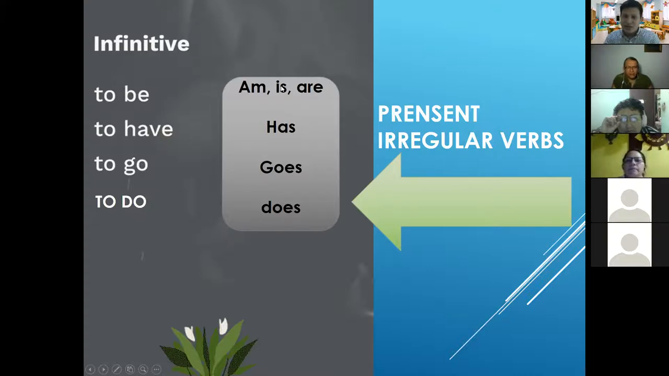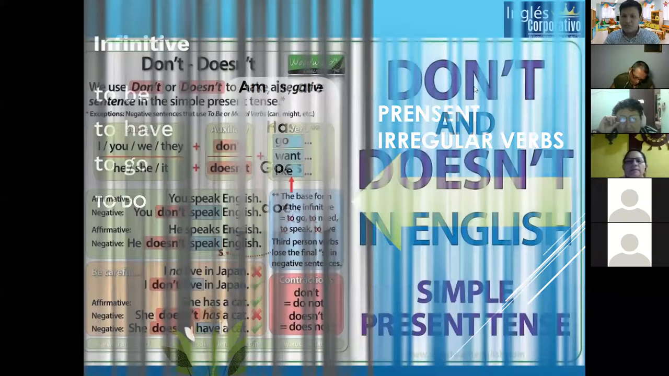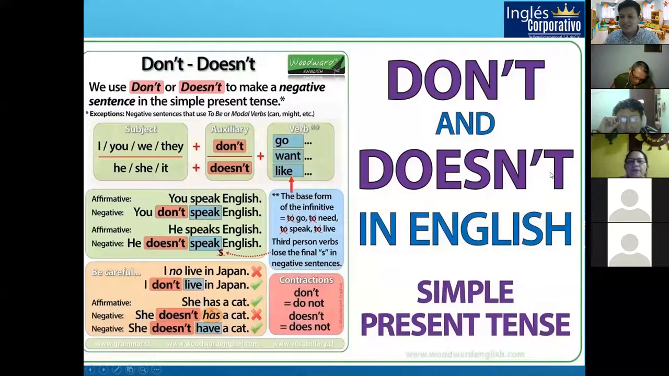But if we don't have this verb, pero si no tenemos estos verbos, vamos a utilizar don't or doesn't. For example, I don't want to eat today. No quiero comer hoy. Ahora, ¿qué es mentira? Porque ya comí muchísimo. Estoy bien. Okay, yeah, that's good.